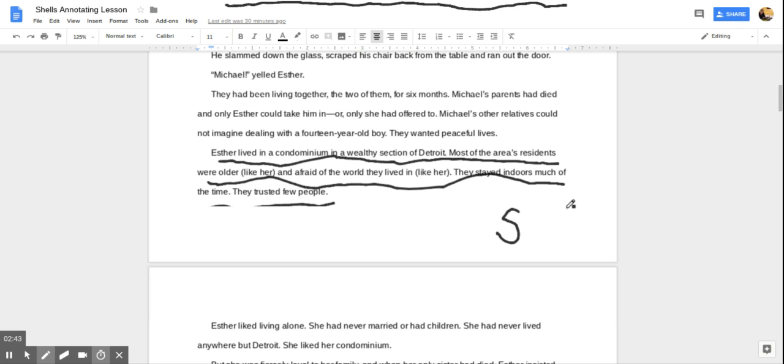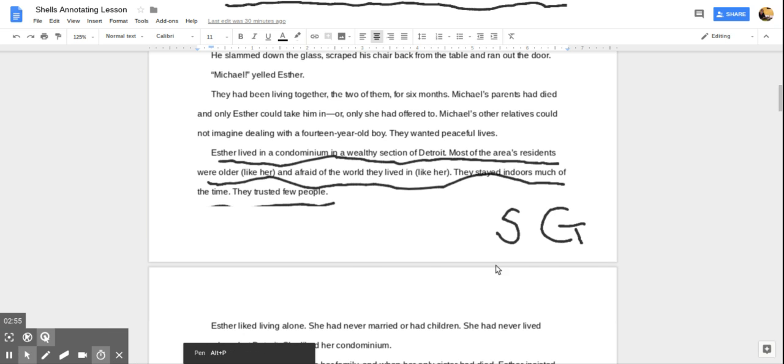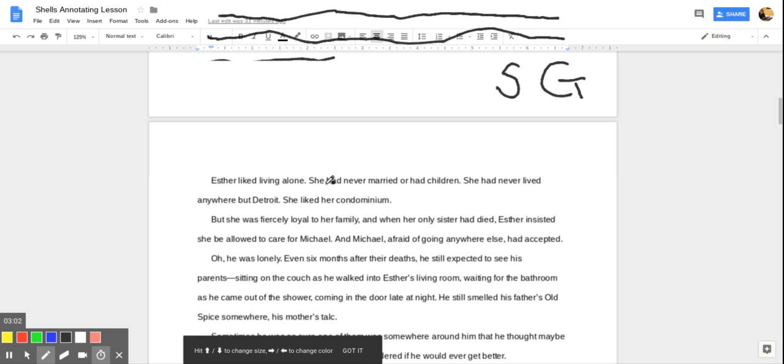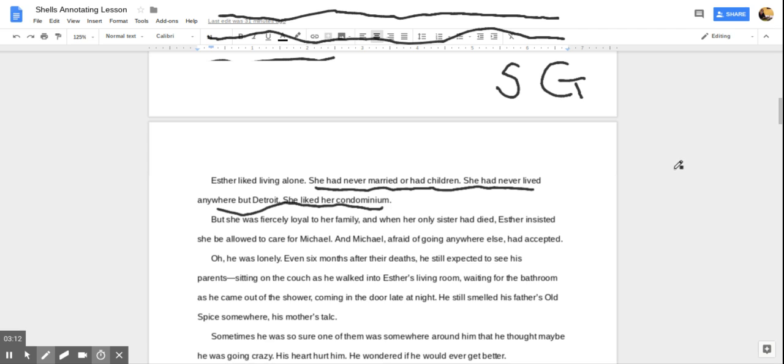So I'm going to put a big C for character and a small t because I have some evidence of her character trait. In fact, I continue down with the story, and she never married or had children, so that certainly is also character trait information, and only lived in Detroit. So again, I could put character trait here.